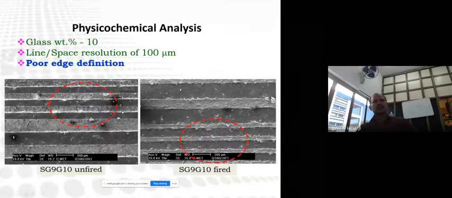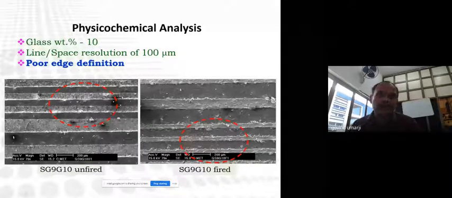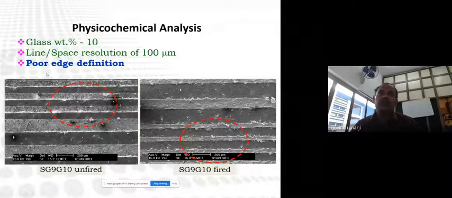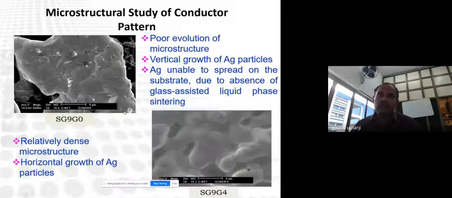Then, at low magnification of the line and space pattern, with 10% glass, we found poor edge definition. We have to understand why we got poor edge definition in the case of 10 weight percent. We have to find that out.